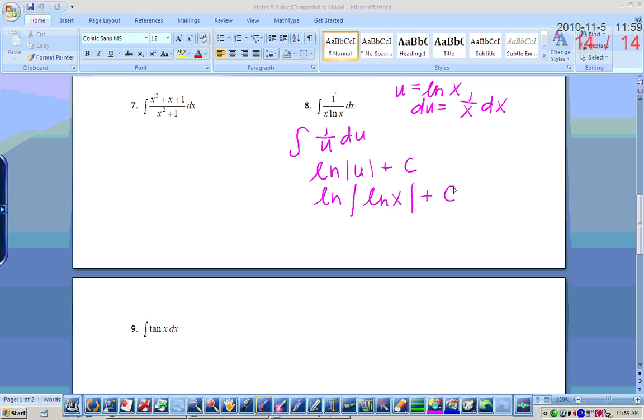Okay, the question was, do you have to put the absolute value of x within the natural log of x? No, because ln x was already part of the problem. So it's understood that x has to be positive. You do have to have the absolute values here because the graph of ln x looks like that and is positive and negative. So you do have to have the absolute values.